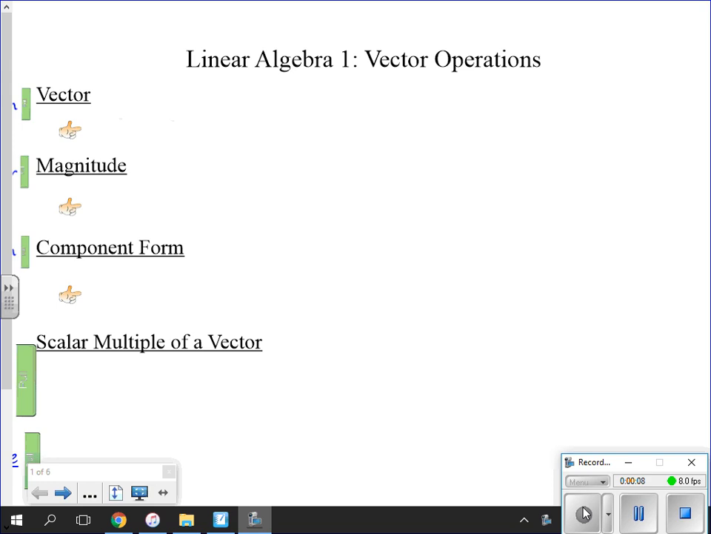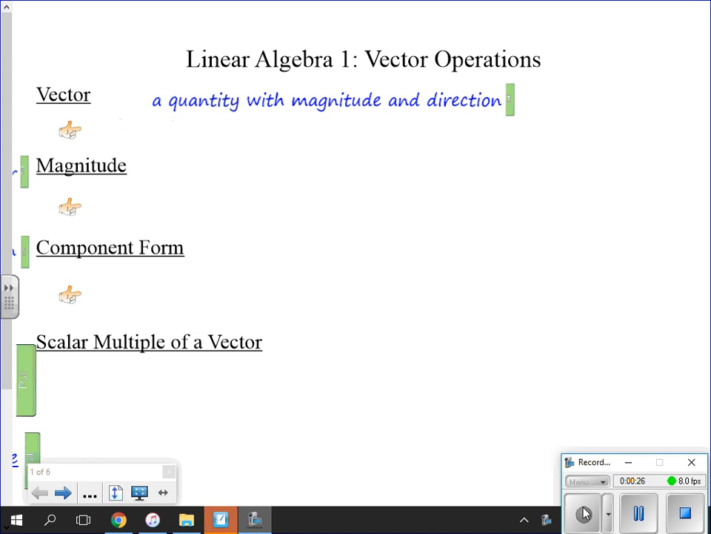So, linear algebra 1, vector operations. We are doing vectors to start with. We all know what a vector is. A vector is a quantity with magnitude and direction.